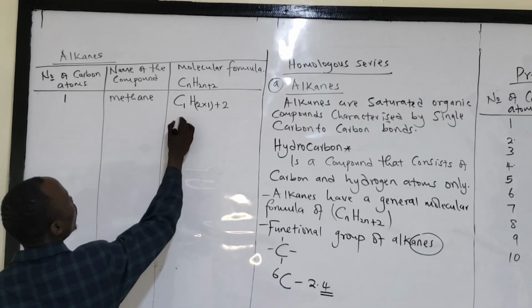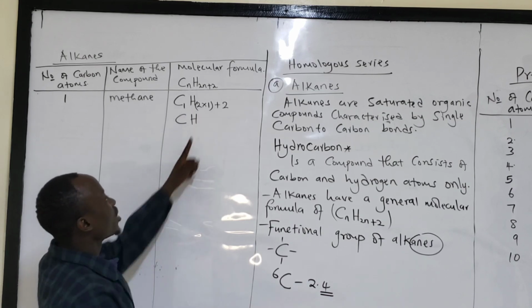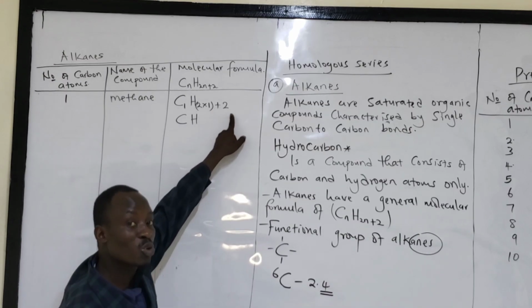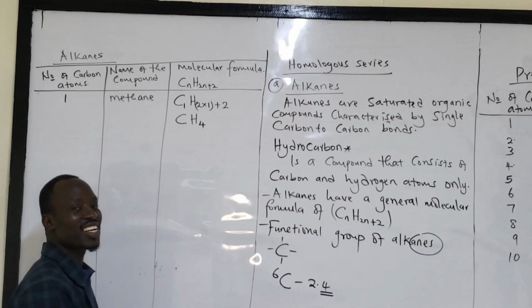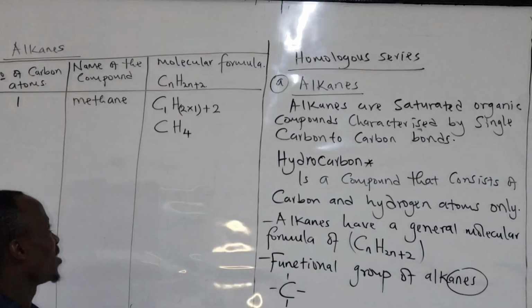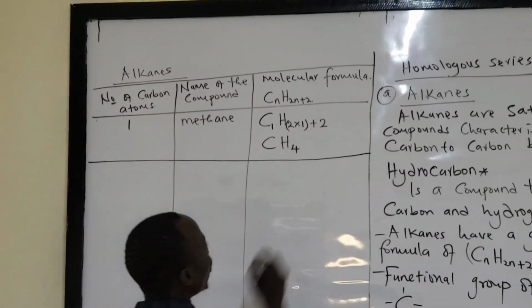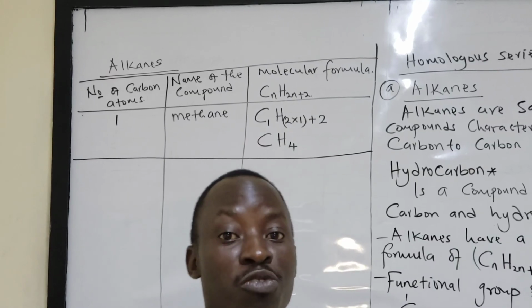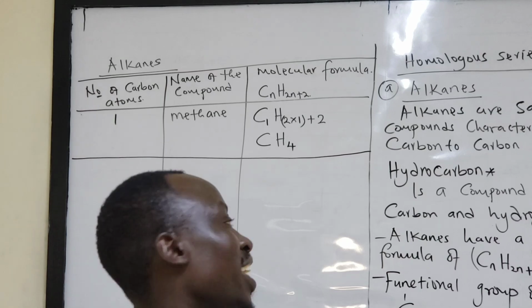So what do we form? We're going to have 1 carbon atom, yes? How many hydrogen atoms? 2 times 1, that must be 2. Plus 2, that must be 4. So what do we have? CH4. So simple, right? Do you get it? I can come again for the second one. So this one is gone. Now what is CH4? It is the molecular formula of methane, our first compound in alkanes.